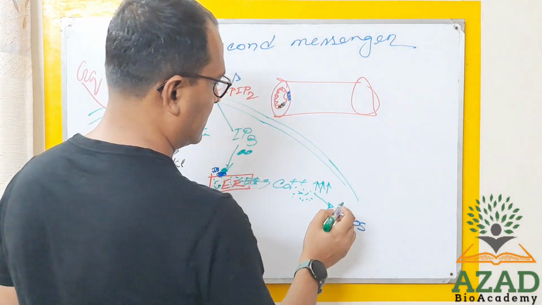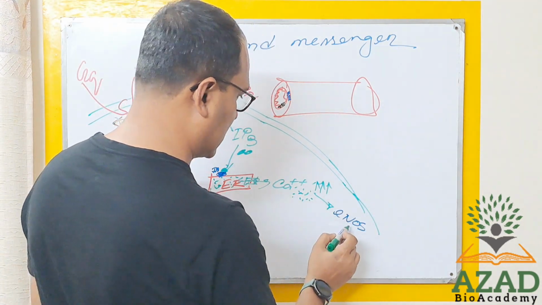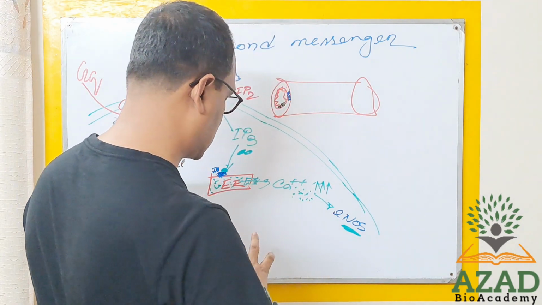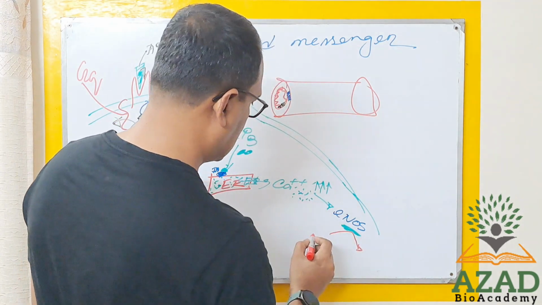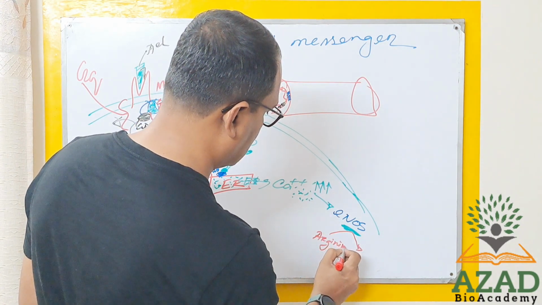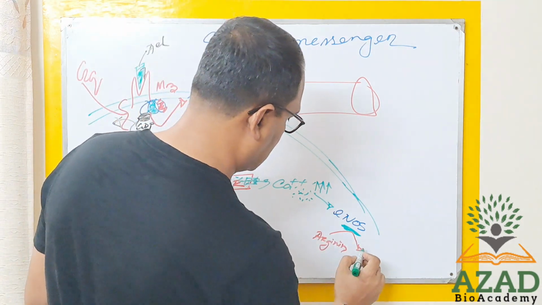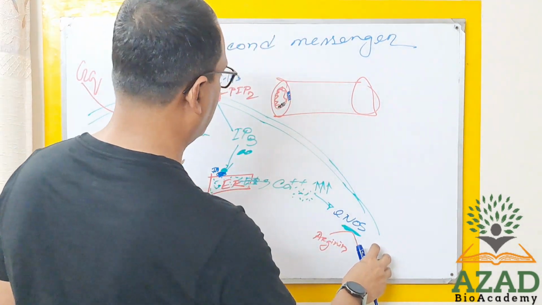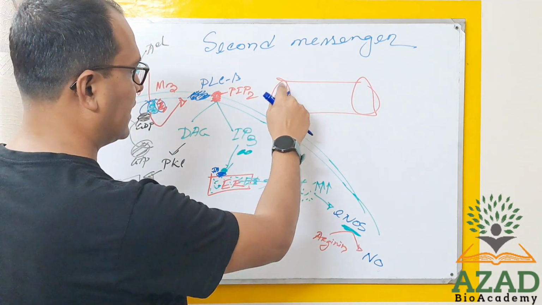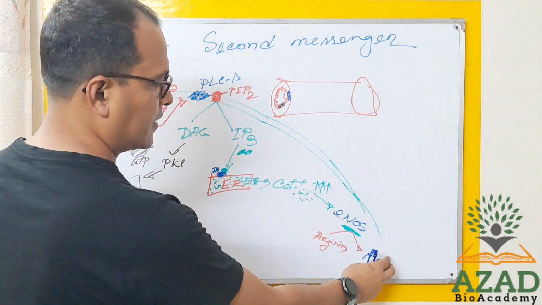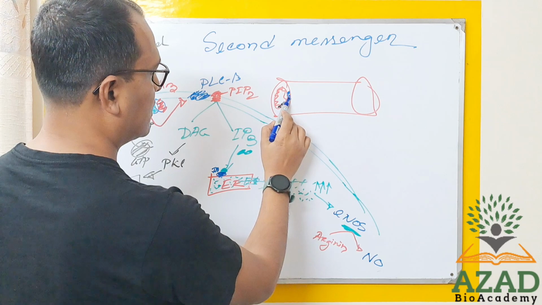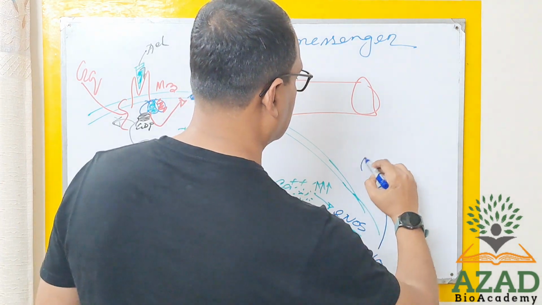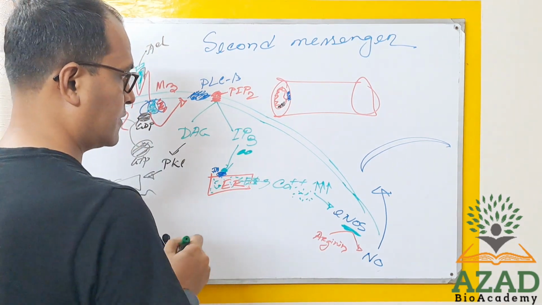When eNOS is activated, this enzyme will just convert arginine into nitric oxide. This nitric oxide will be produced within the endothelium of the blood vessel, and since it is a gas by nature, it will diffuse into the smooth muscle. So suppose it will go to the smooth muscle and it will activate the receptor.